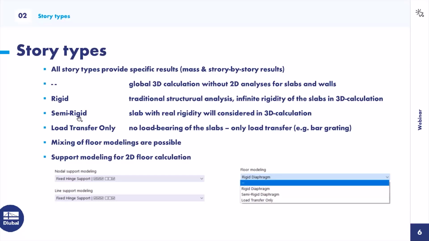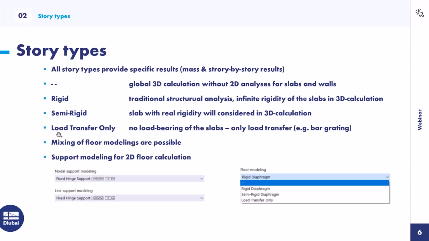In the semi-rigid diaphragm, the slabs are calculated with their real rigidity and stiffnesses, and they are considered in the 3D calculation. So it makes the model softer and considers the 3D effects better.